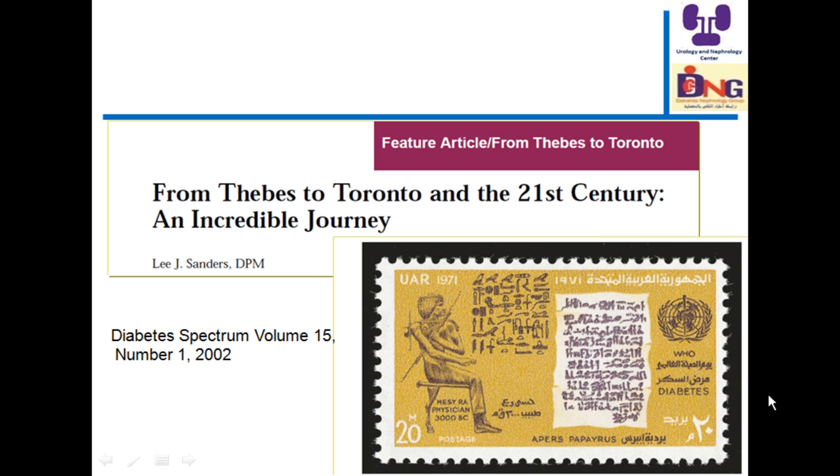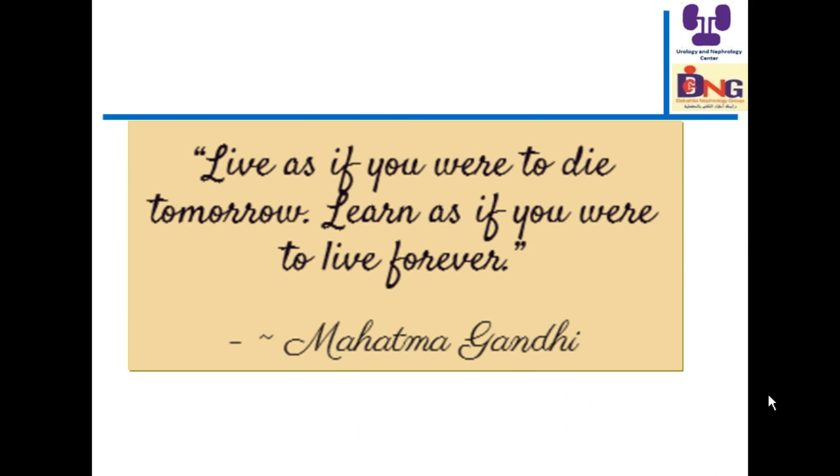So we should resume our potentialities to improve our thinking and do better research for refinement of our practice. At the end, this is the quotation of Mahatma Gandhi: live as if you were to die tomorrow, and learn as if you were to live forever. So we should continue learning till the end.